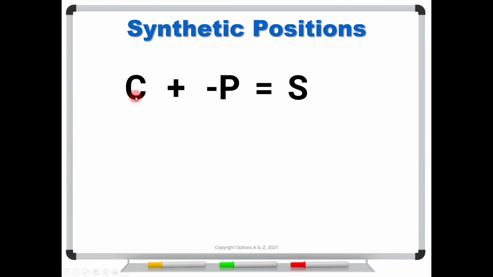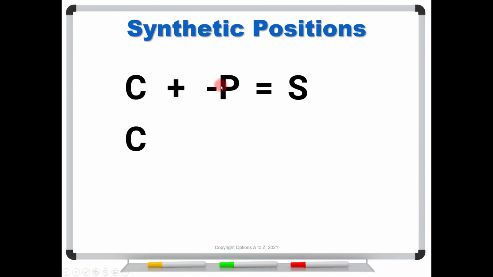So for instance, if we wanted to figure out what a long call is synthetically, see, I've got a long call on the left, but I've also got it combined with a short put. And I don't want that. I want just a long call. So to do that by itself, I've got to get rid of this minus P.